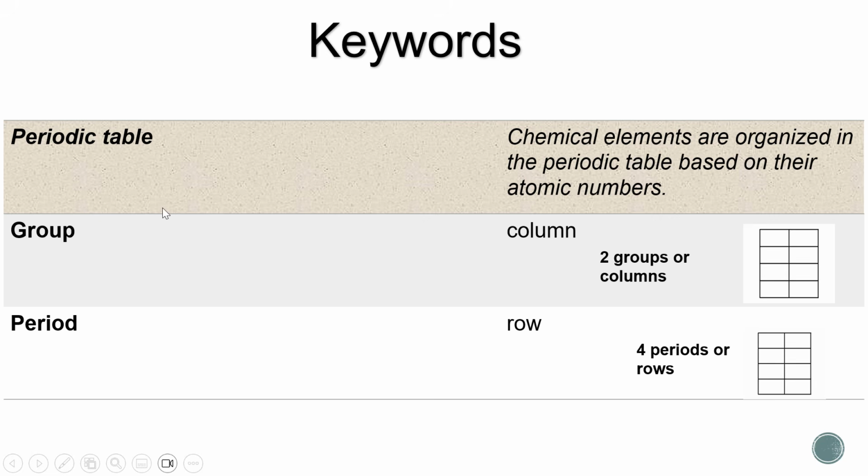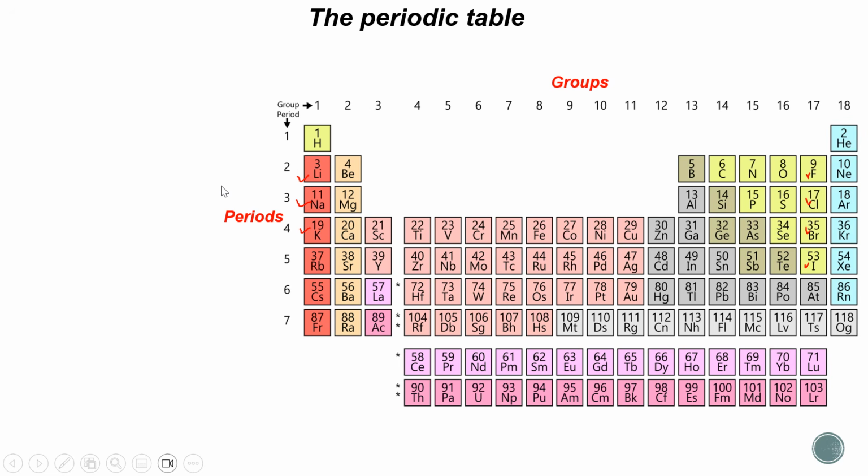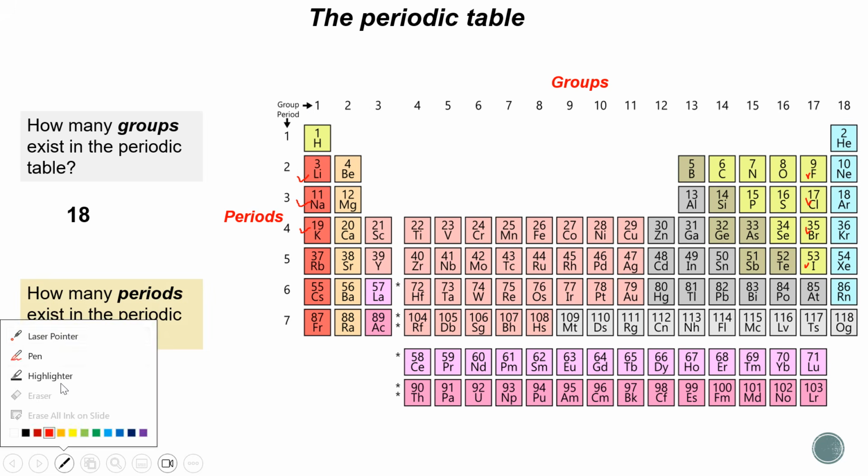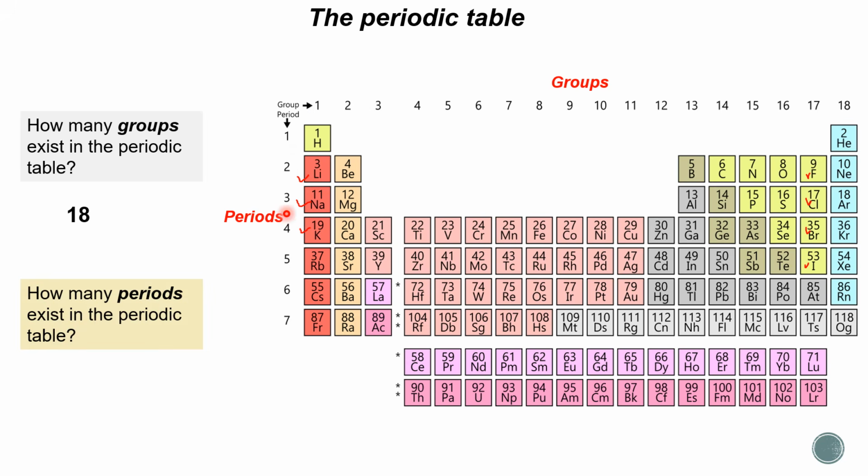The periodic table, you know the periodic table: chemical elements organized based on atomic numbers. You know what a group in the periodic table is. They are the columns, and you know the period, which are the rows, right? Can I ask how many groups exist in the periodic table? Very easy, right? From 1 to 18, so 18 groups. And how many periods are there in the periodic table? So 1, 2, 3, 4, 5, 6, 7. So 7 periods, okay? It's very important to remember these things.